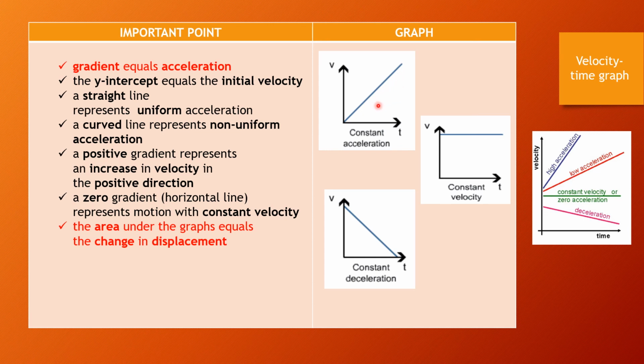If the graph is above the x-axis, it is a positive velocity. If the graph is below the x-axis, then it is a negative velocity. The steeper the slope, the higher the value of acceleration. Or the steeper the gradient, the higher the value of acceleration.